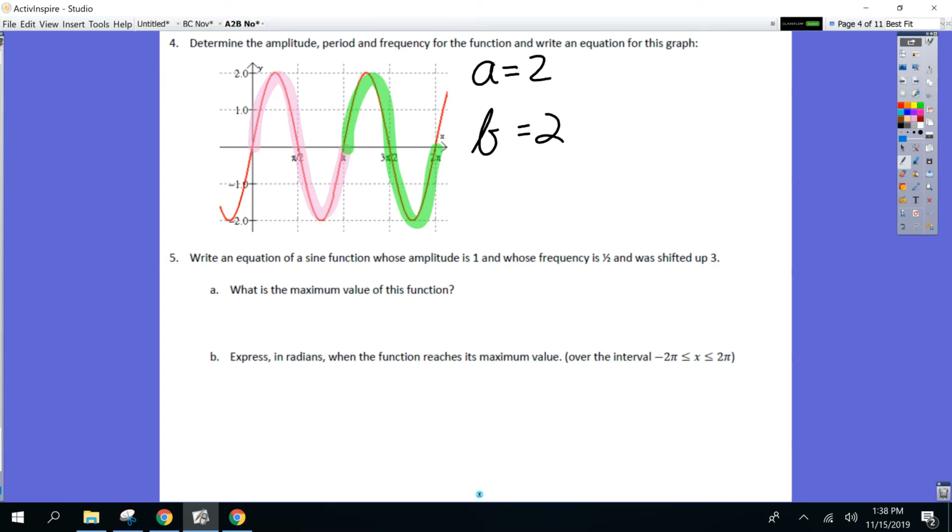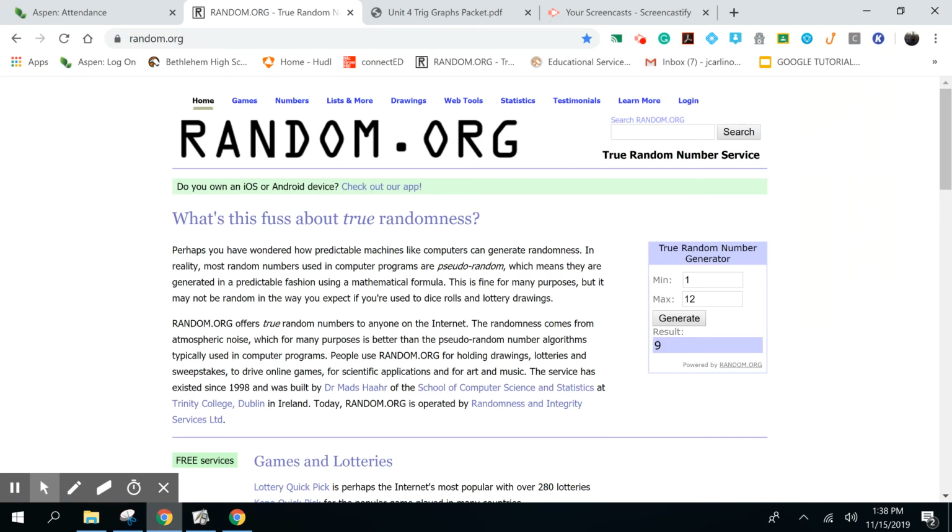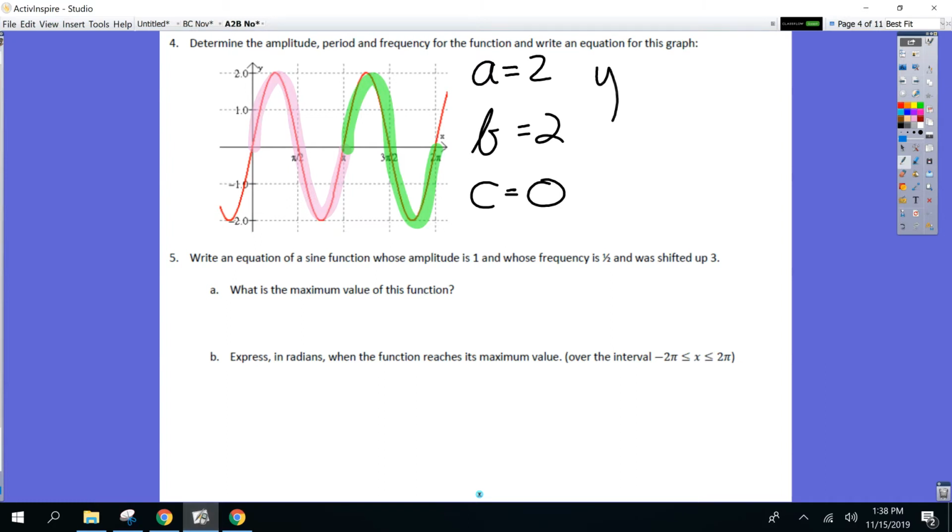How about a shift? Why no shift? And also you can look at the midline, the line that cuts it in half. It's the x-axis. There's no shift. All right, got the equation for me now, before I get to period at the end? Go ahead, equation. Yep. Good job.